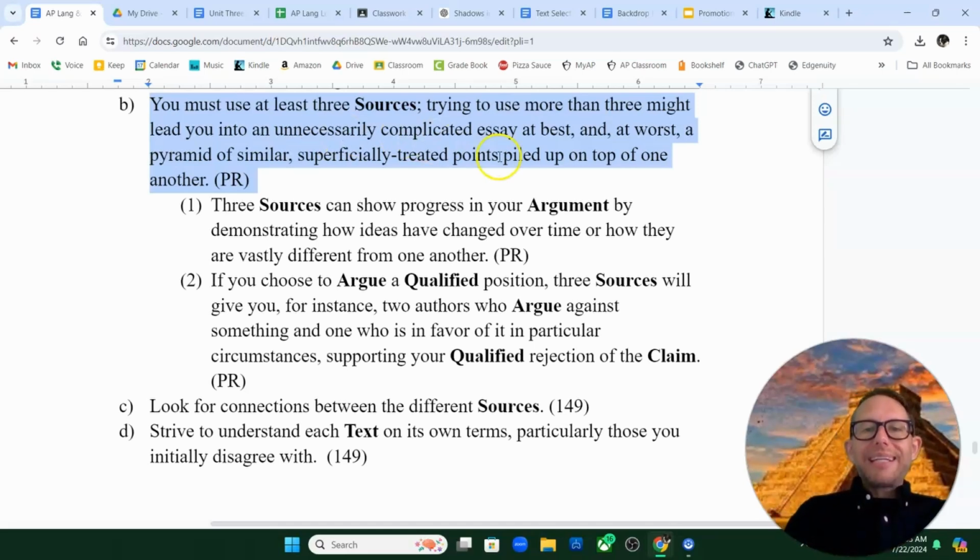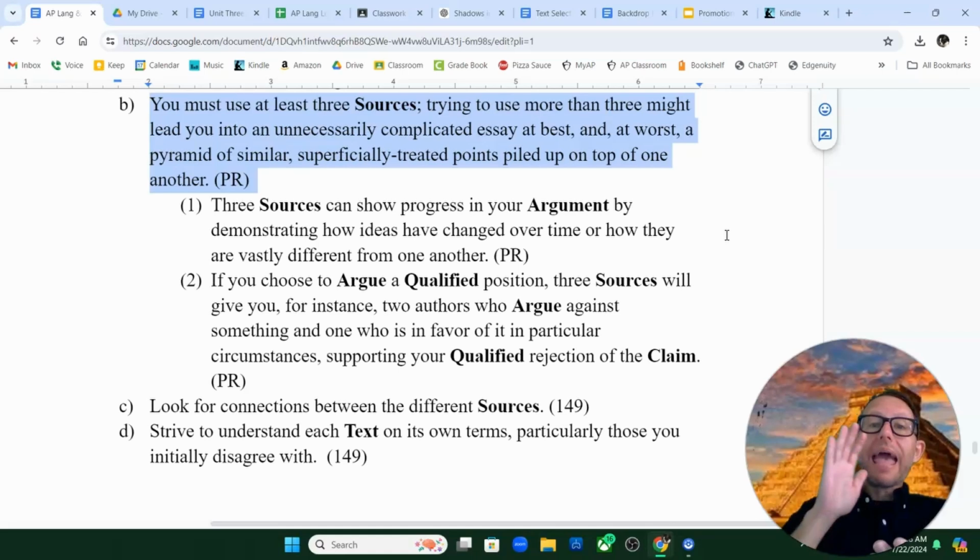So like it says here, trying to use more than 3 might lead you to an unnecessarily complicated essay at best, in the sense of it might be hard for us to follow, particularly since you only have 50 or so minutes to actually write it, and it's not going to be that long. So trying to get into all of those sources is going to make things a little too overwhelming for us, the reader. And remember, I said you're walking us into the topic from the get-go, so it might be something that we're already a little puzzled by.